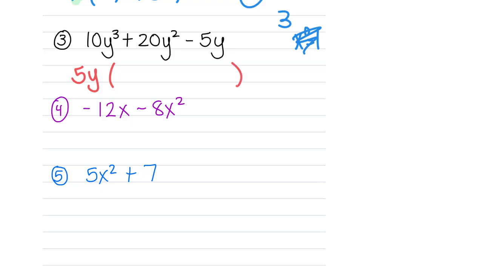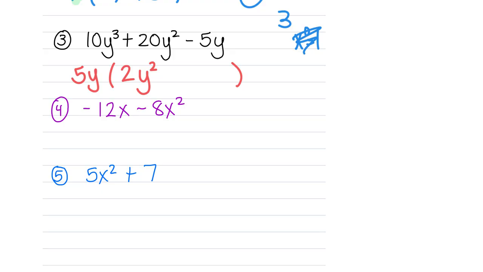Now, let's write what we get when we divide each piece by 5y. So 10y to the third power divided by 5y to the first power. So 10 divided by 5 is? Okay. Y to the third, technically divided by y to the first, is going to be y to the second. The next part, 20y squared divided by 5y. What's 20 divided by 5? Do I just write 4?